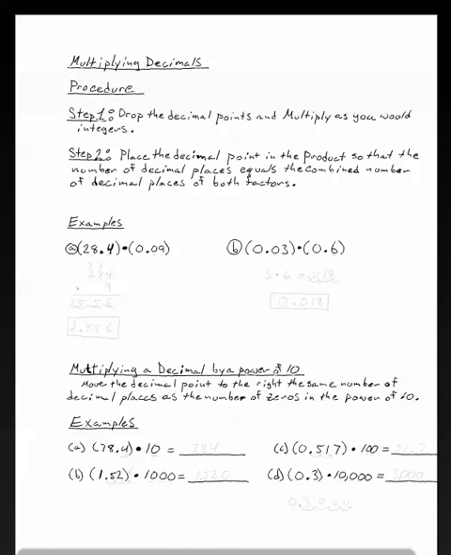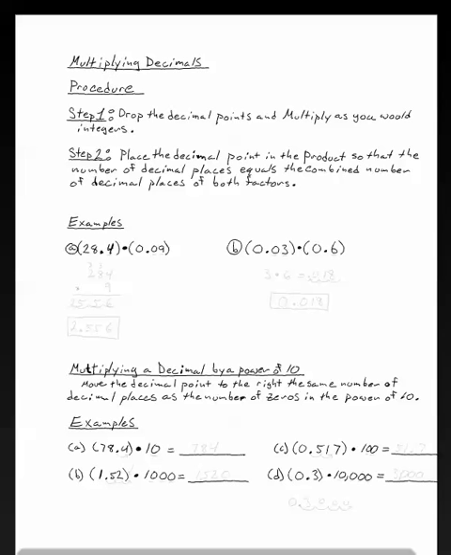Multiplying decimals. Multiplying decimals is considerably different than adding or subtracting them. The procedure is as follows. Step 1. Drop the decimal points and multiply as you would integers. So basically we're going to drop the decimal point and we're going to multiply just like we would with whole numbers. Step 2. Place the decimal point in the product so that the number of decimal places equals the combined number of decimal places of both factors.